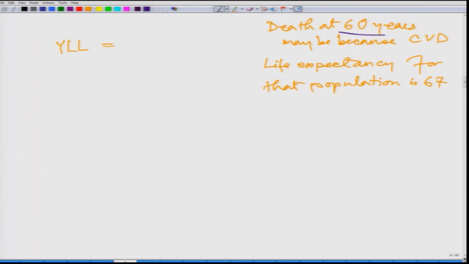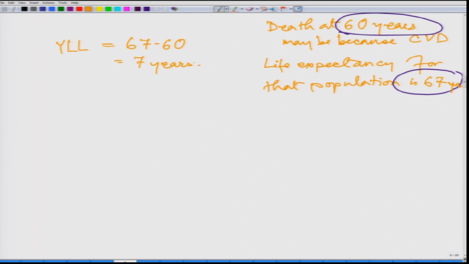So one person passed away at 60 years; however, he was supposed to live for 67 years if the life expectancy is 67. So what is the years of life lost? Simple, 67 minus 60, that is 7 years. Very simple: years of life lost because of premature death, death before the life expectancy. If the person dies after life expectancy, no problem, because he has lived his quota, the average expected life.